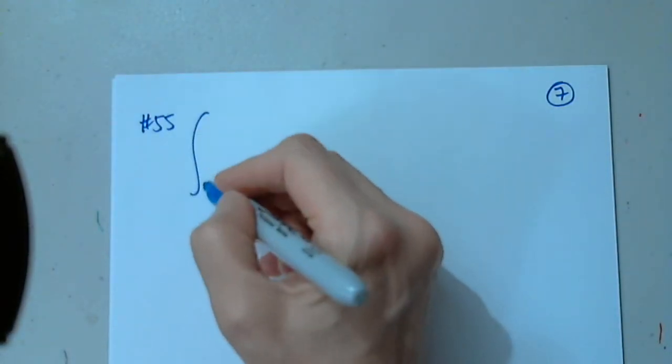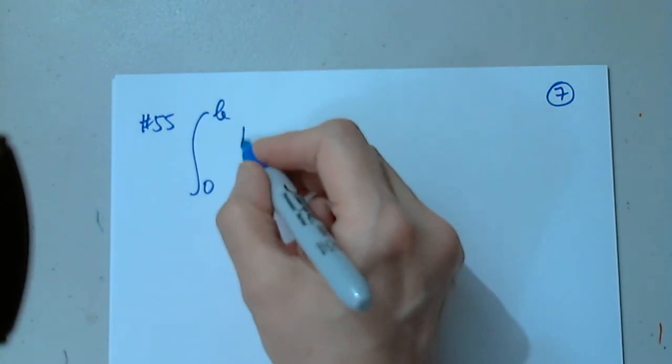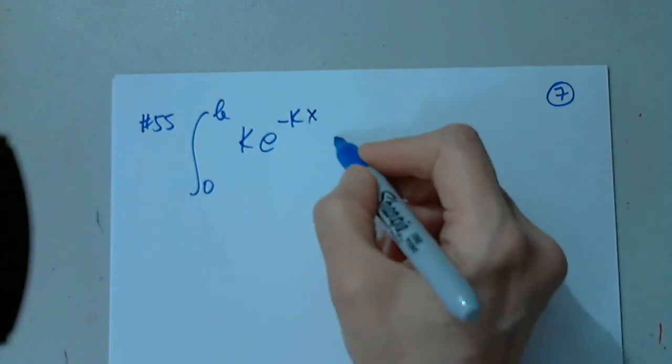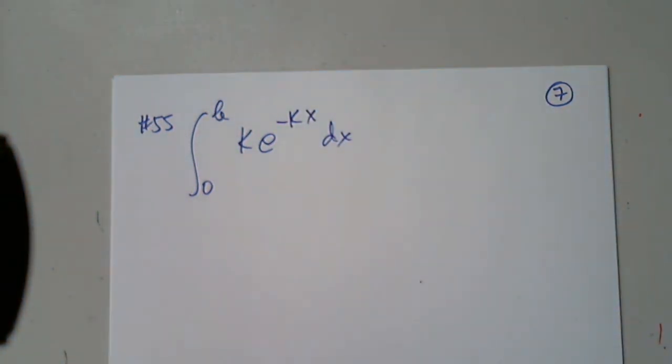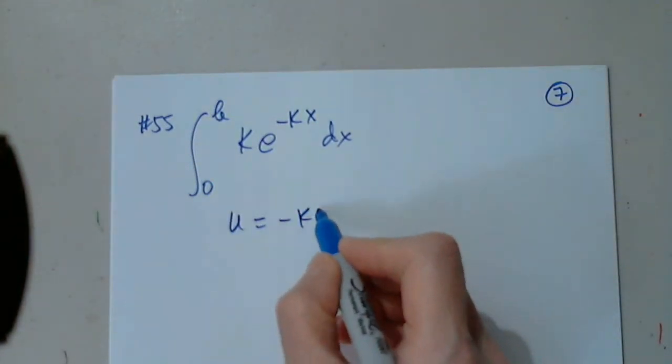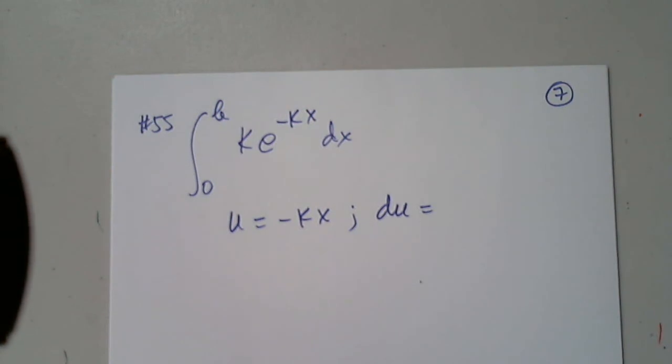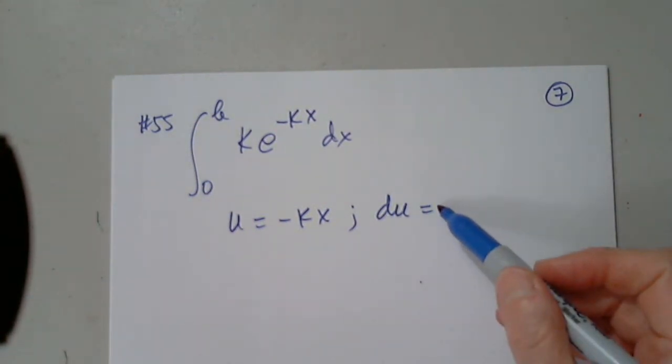And we have the integral from 0 to b of k e to the negative kx dx. Perfect pick, thank you. The same idea: let u be negative kx. Can anyone give us du? Try minus kx dx.